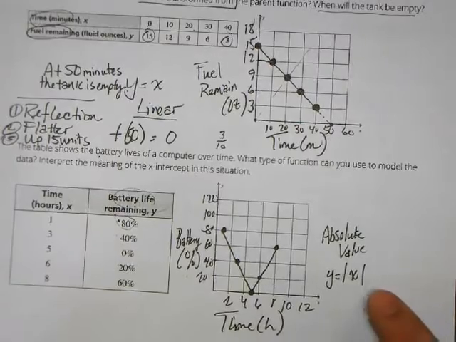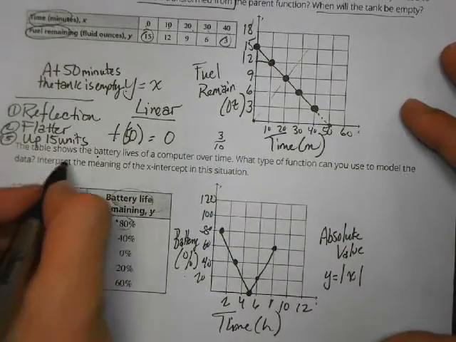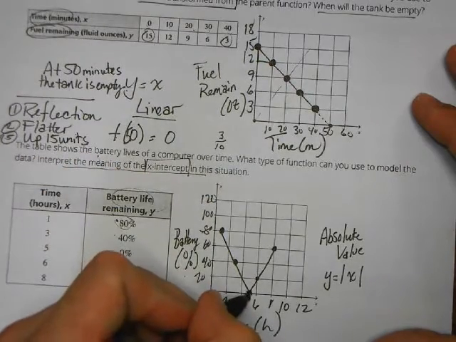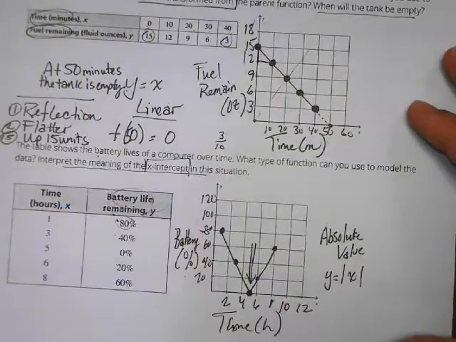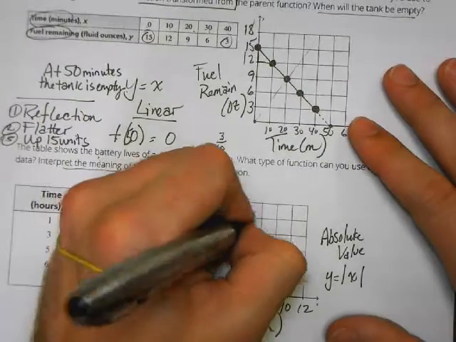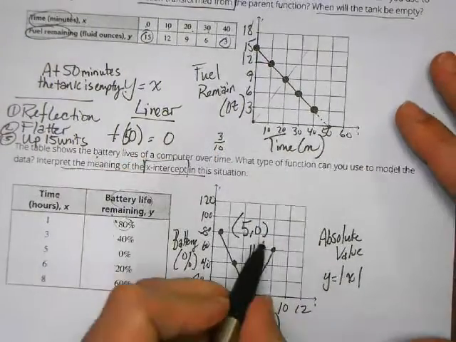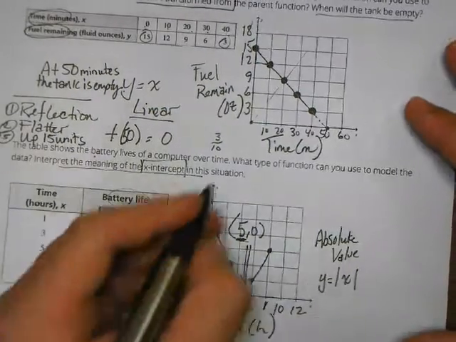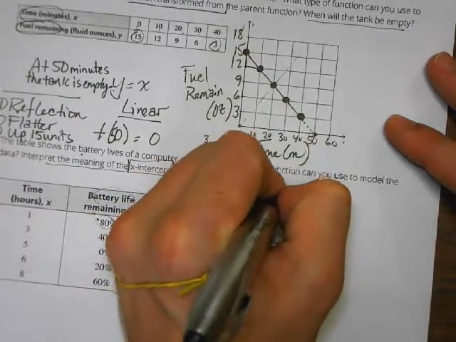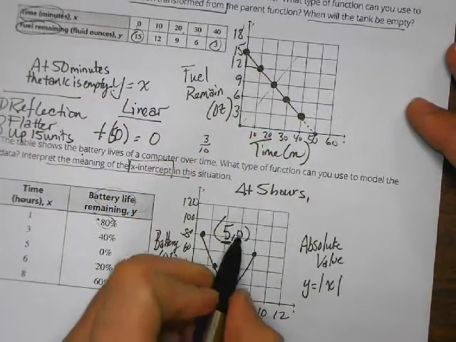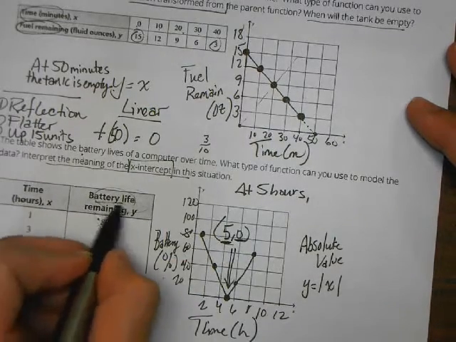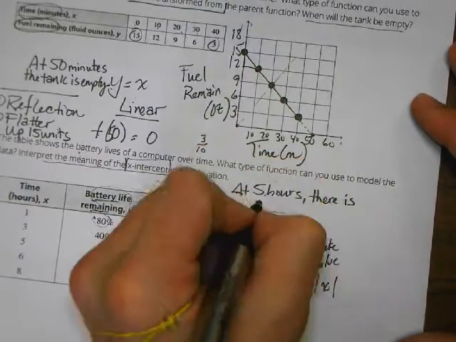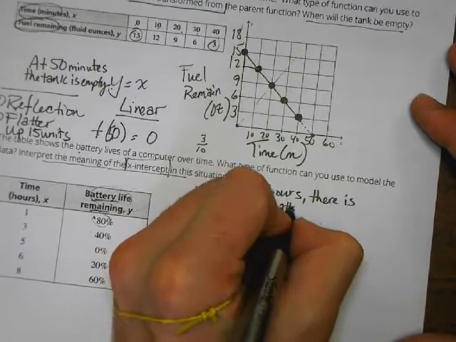They're asking us what type of function, and then to interpret the meaning of the x-intercept. The x-intercept is where the graph touches the x-axis. That happens at this coordinate point right here. This coordinate point is 5, 0. My x variable is 5, and it stands for hours. So what I'm going to write is at 5 hours, and then my y variable is 0, and it stands for battery life remaining. So at 5 hours, there is 0% battery remaining.